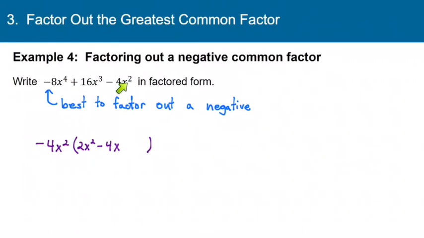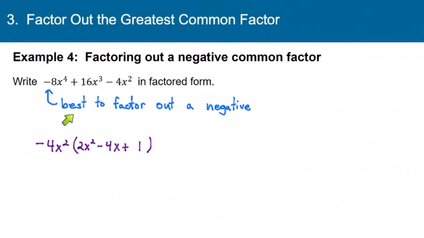Okay, now for this third term, notice that the third term is the same as the GCF. So in order to produce a negative 4x squared here, we just need to multiply by positive 1. So think about it, when you mentally distribute this negative 4x squared, you need negative 4x squared times 1 to make this term right here. And that does work. So here, just mentally distribute and make sure that everything's working correctly.